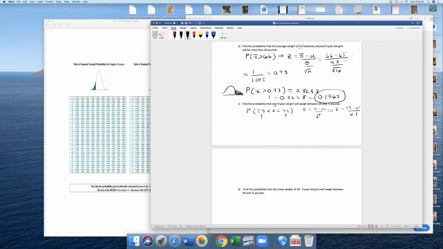I'm going to do this on my calculator. So 59 minus 65 divided by 4.3, and I get negative 1.40 rounded to 2 decimal places. And then finding our z value for 71 gives us 71 minus 65 divided by 4.3. We get 1.40.